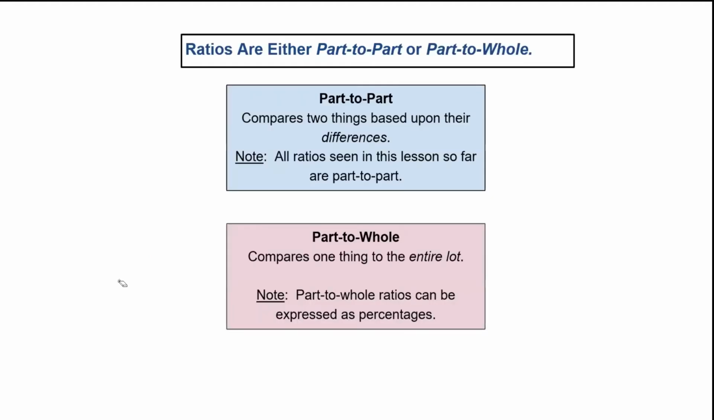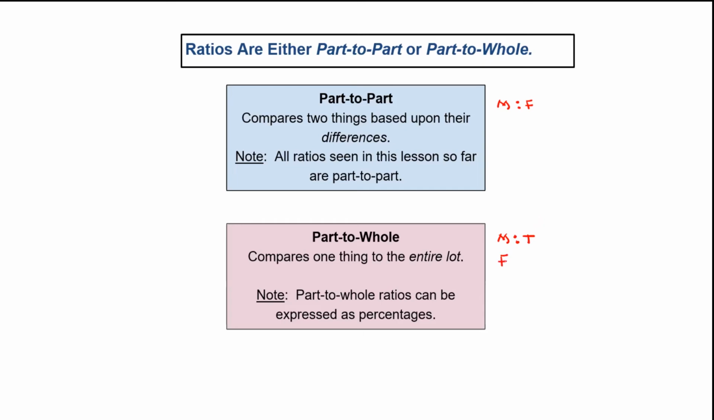Ratios are either part to part or part to whole. Part to part ratio compares two things based on their differences. So for example, we can compare the ratio of male students to female students by comparing part to part. We can also write ratios as part to whole when we compare the ratio of male students to the total number of students. So part to whole ratio compares one thing to the entire lot or to the total.